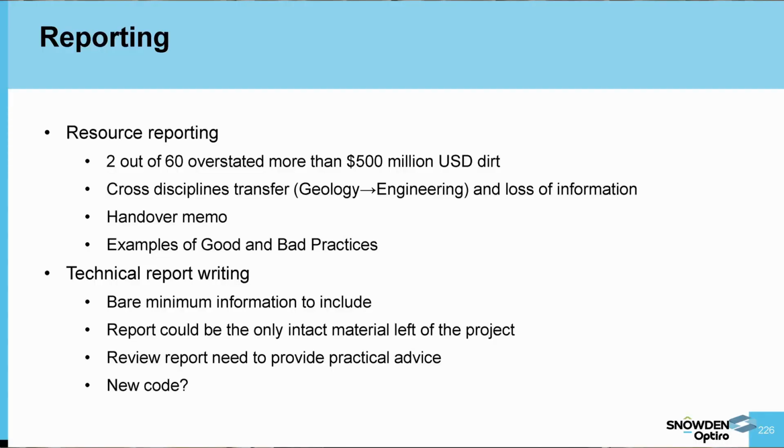And the last aspect is reporting. So when we talk about reporting, we talk about two parts. One is resource reporting, and the other is technical report writing. It might sound very simple to you, but in 2 out of these 60 projects, we found this error during the reporting stage, where for each of the projects, over $500 million of dirt is over-reported.